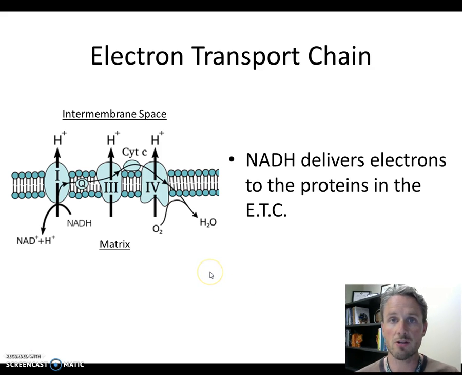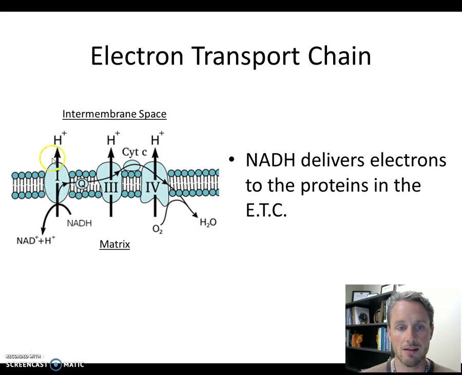All right, so the electron transport chain. Let's think about what it is doing. So again, NADH is going to deliver electrons to this electron transport chain. NADH is going to give those electrons to a protein in the electron transport chain. So here's our NADH. It's going to drop off its electrons right here at this first protein, creating NAD plus and an H plus. That's not particularly important.